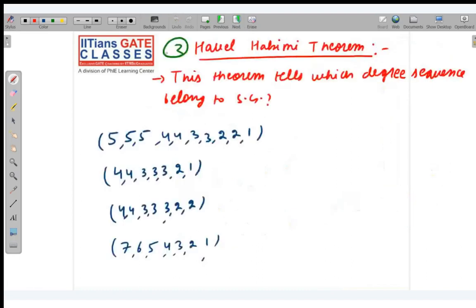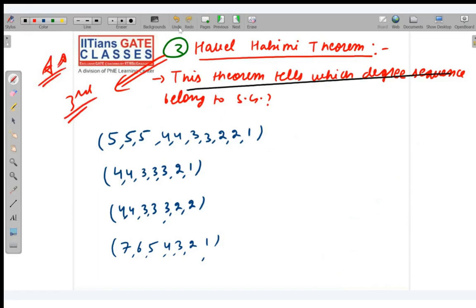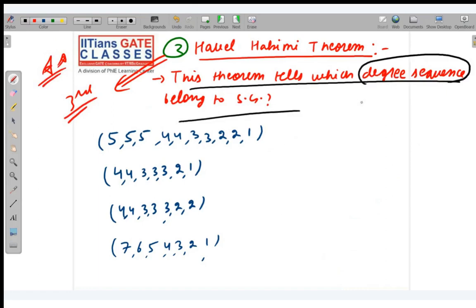Okay. Next is the third theorem we are going to study. That is the Havel-Hakimi theorem. Third, again a very important theorem. Many questions have been asked, but they are saying this theorem tells which degree sequence belongs to a simple graph. Which degree sequence? I have told you, you will write it in ascending or descending order. Degree of vertices written in ascending or descending order, that is a degree sequence. So, belonging to a simple graph. See this simple graph. We are not studying pseudo graphs and all. Simple graph. So how will you find it?